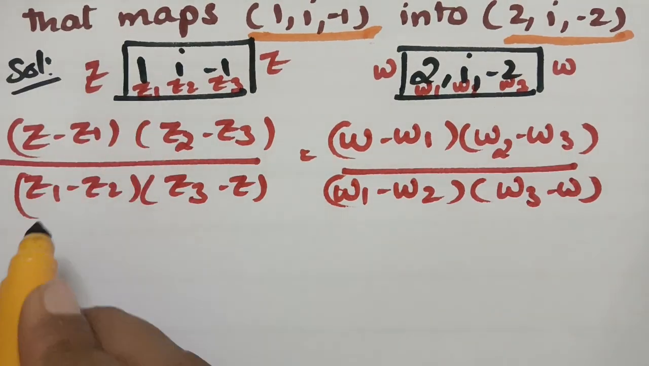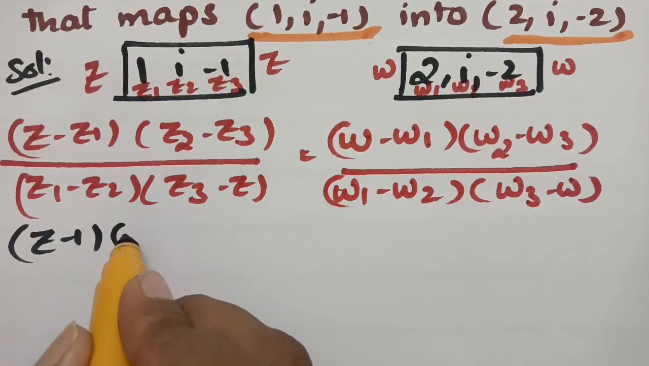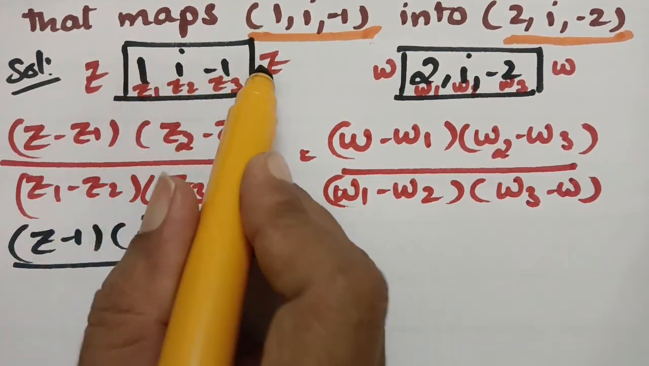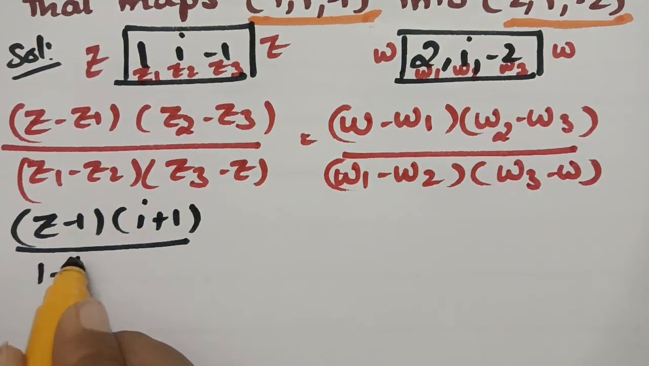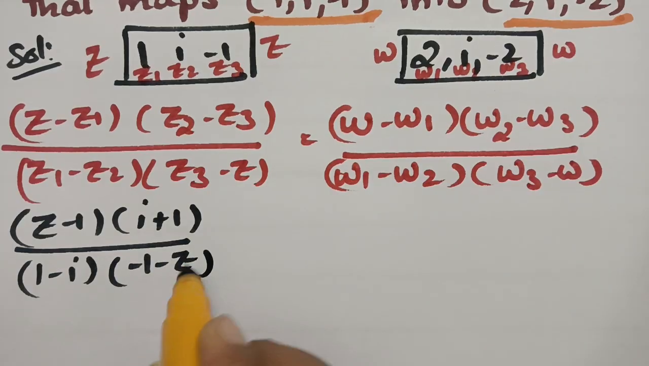And now I am going to substitute all the values here. The first one is Z minus 1. So this value is Z minus 1 and next one is i minus of minus plus 1. Clear? And next one we have to consider all the 4 points. This is 1 minus i, 1 minus i and this value is minus 1 minus Z.